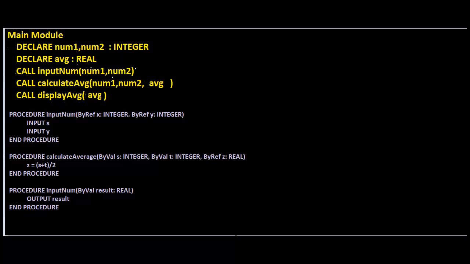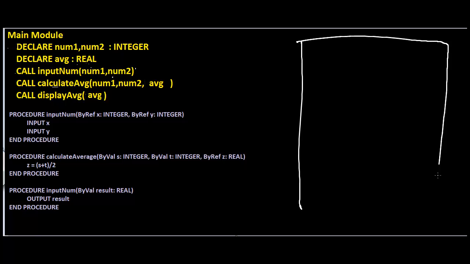Okay, let's do another quick example. Let's see what happens when this piece of code gets executed. Okay, so let me quickly draw my memory here. I'm just going to draw my memory.